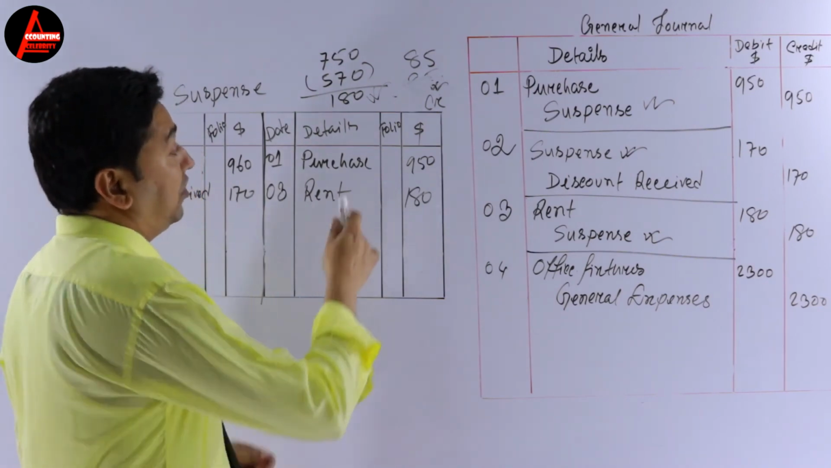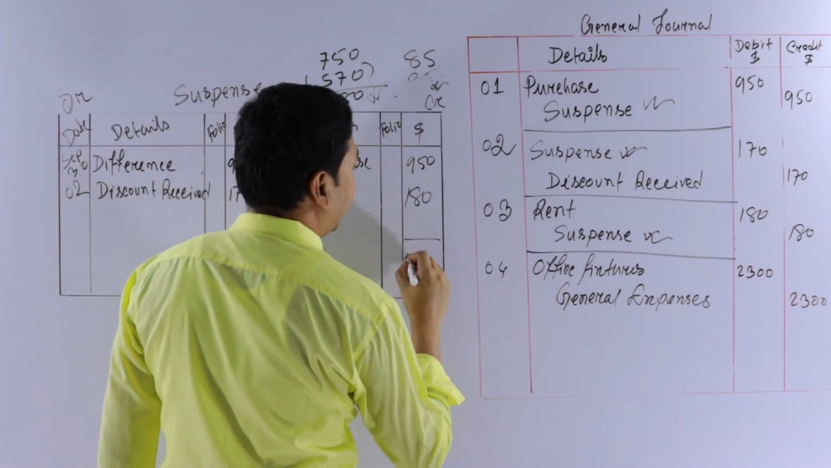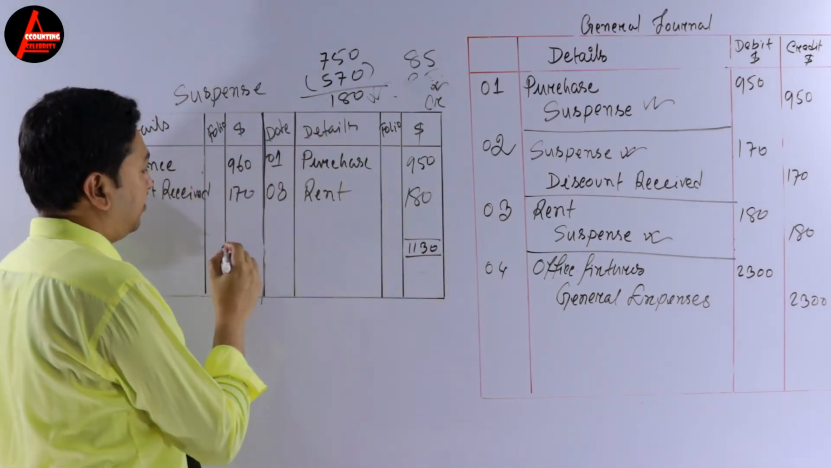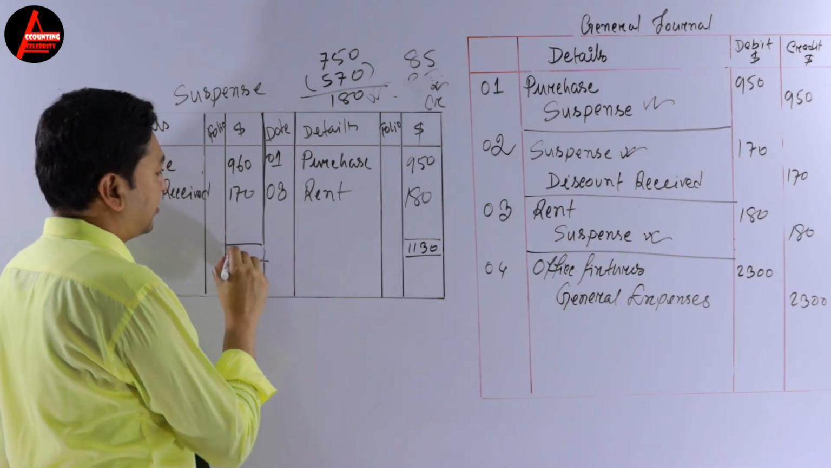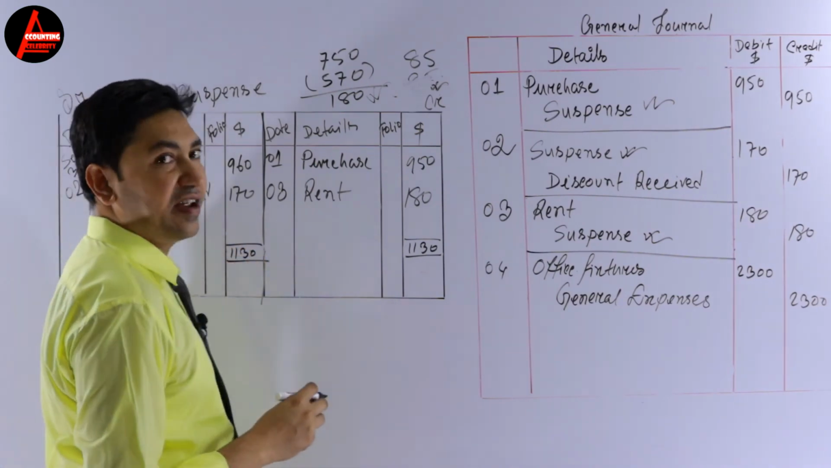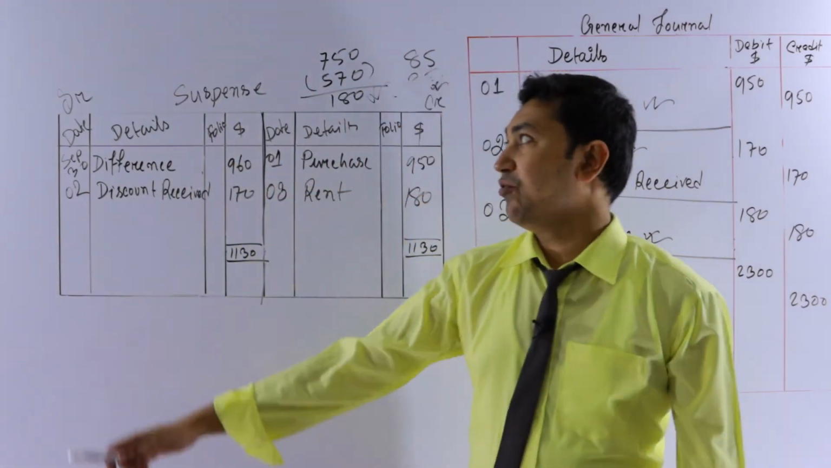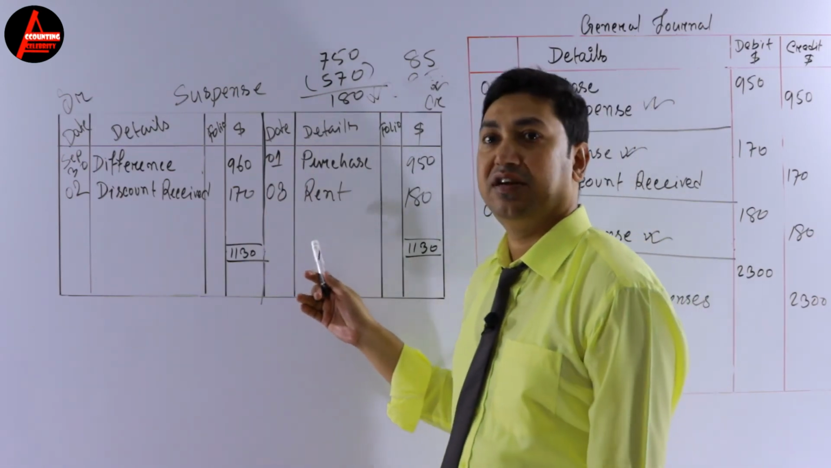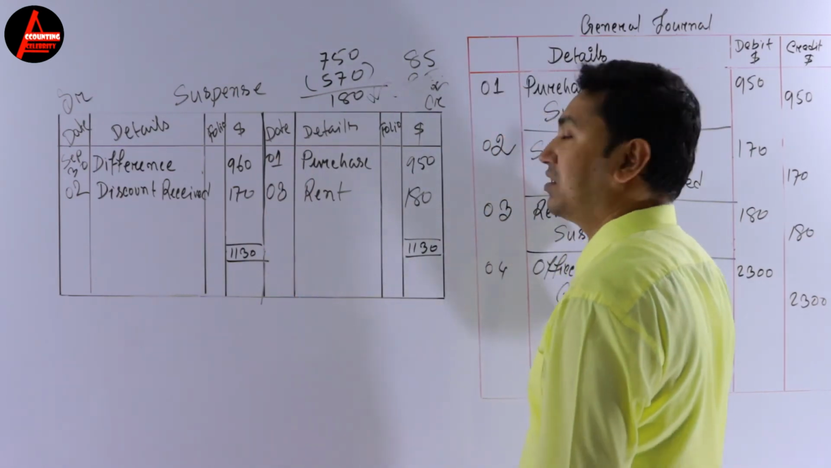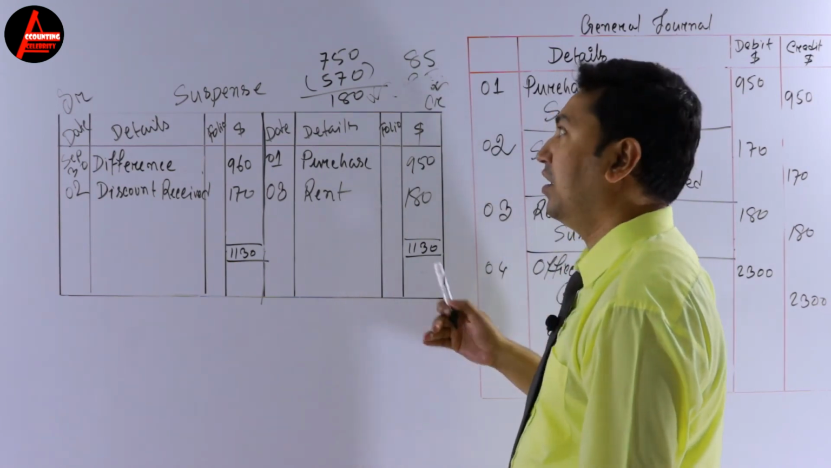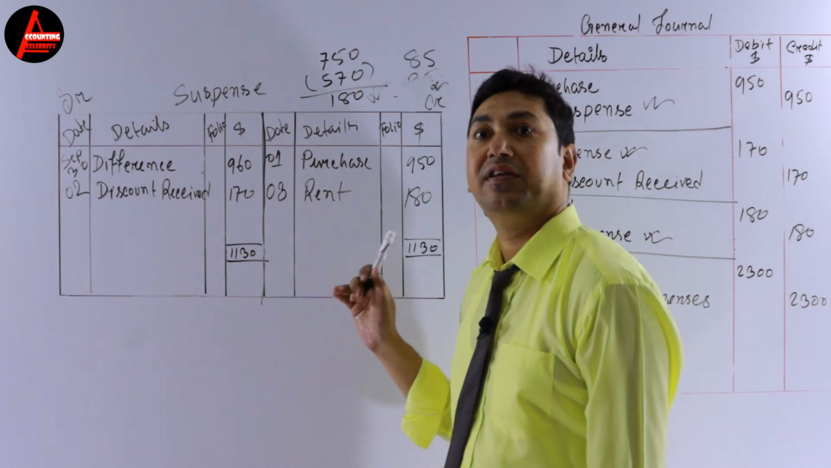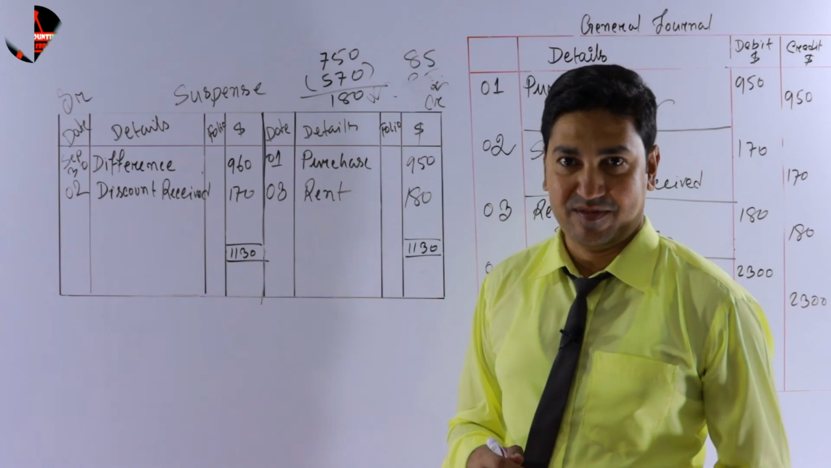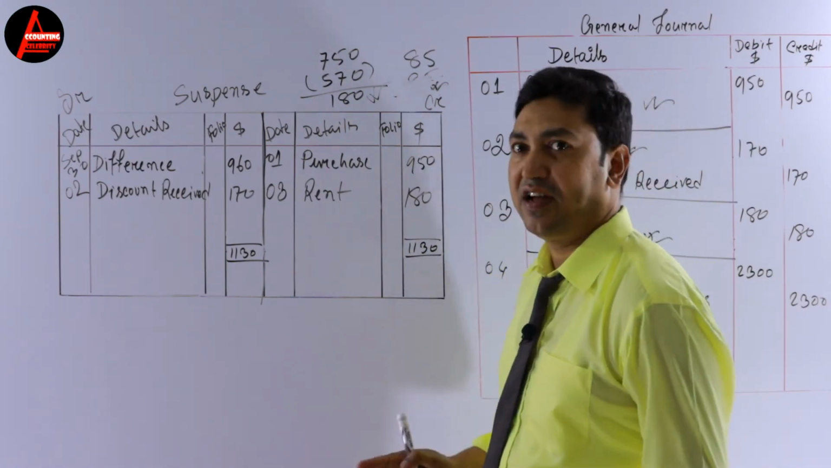Now if we add this column, it is 1130, and if you add the debit column, it is also 1130. So when you write the trial balance difference and prepare the suspense account from this general journal, it must be the same in terms of money in both debit and credit columns. Okay, so very easy. Practice.